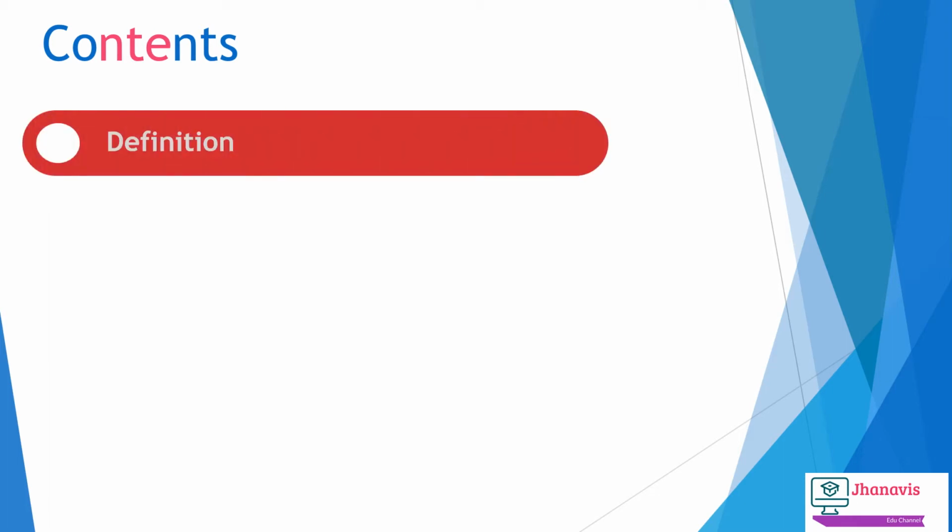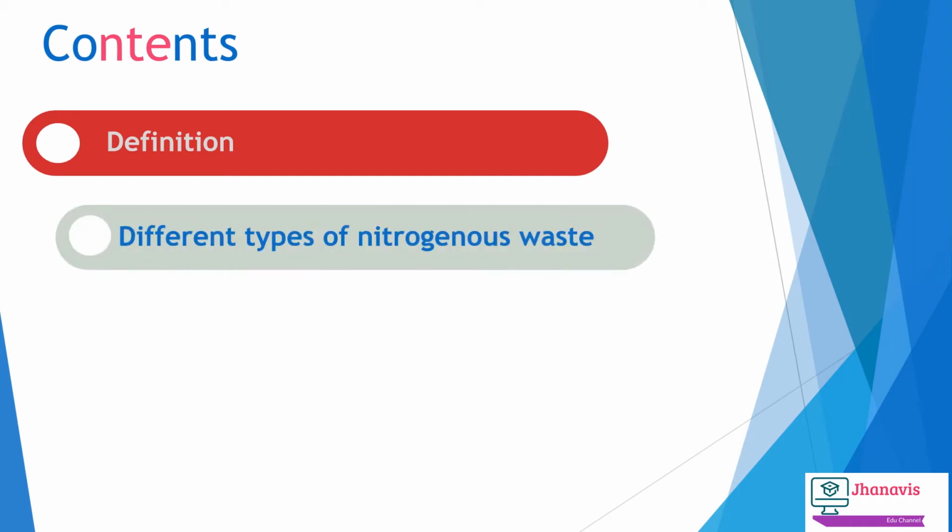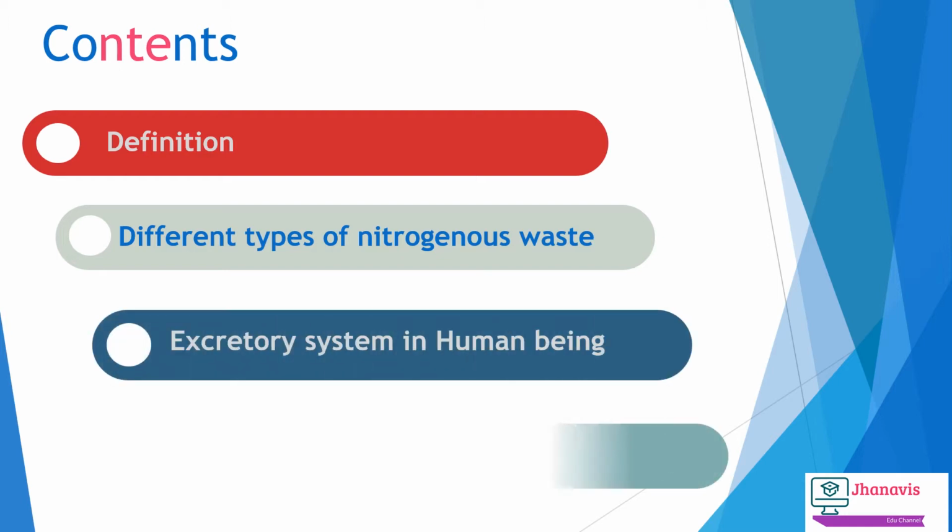Hello friends, today we are going to talk about the excretory system which is seen in human beings. In this unit I am going to cover the definition of excretion, the various nitrogenous wastes which are present as excretory products in the system, and we will also study the excretory system in human beings.